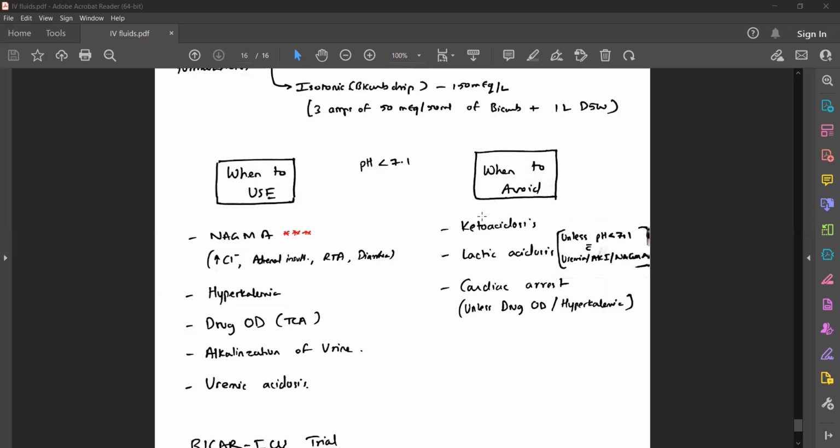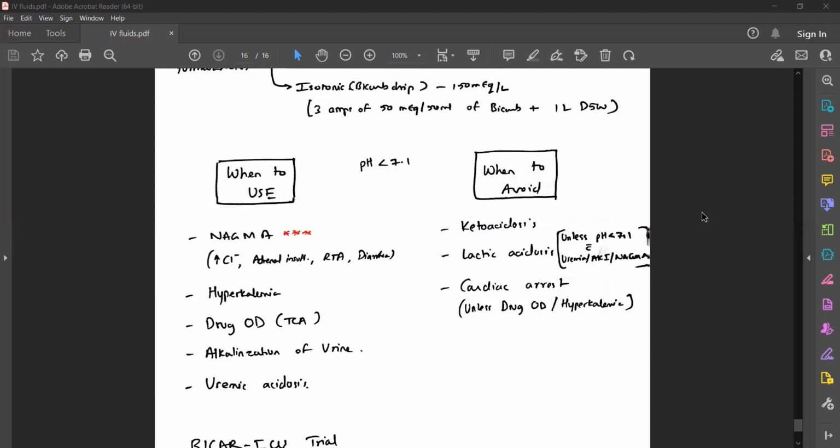Lactic acidosis also does not benefit from bicarbonate therapy. And again, you have to find out what is the underlying cause of this lactic acidosis and then treat it. In lactic acidosis, you will definitely not give bicarb unless the pH is less than 7.1 and is associated with either uremia, AKI, or non-anion gap metabolic acidosis.